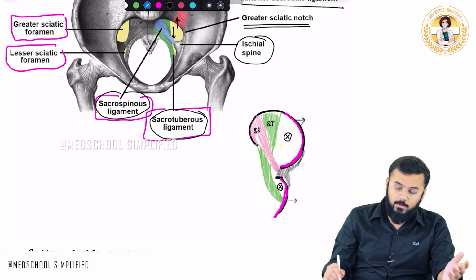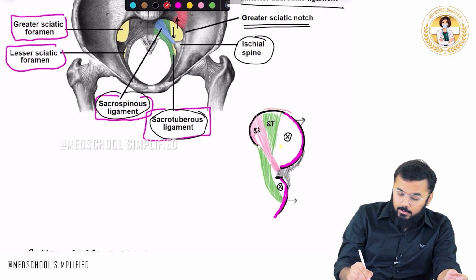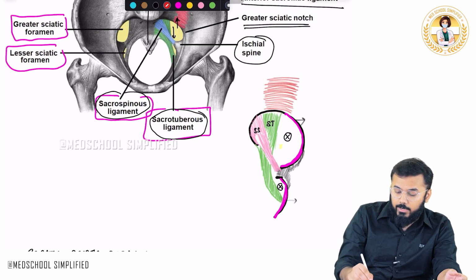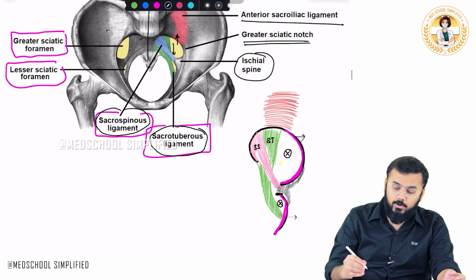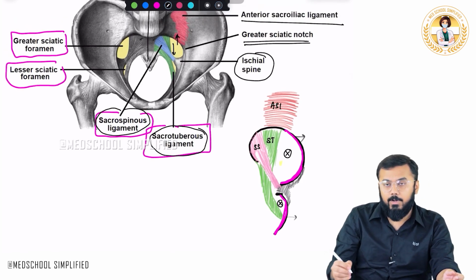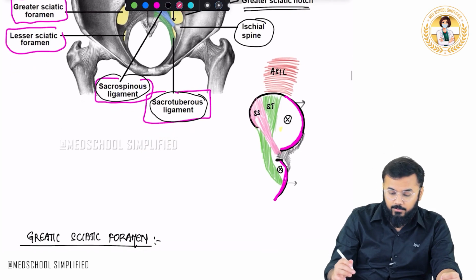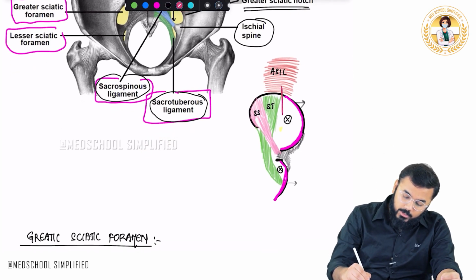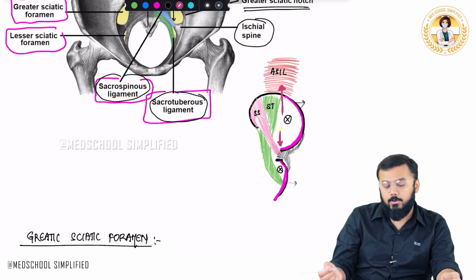So superiorly, what do we have? We have a ligament over here, which I have already talked about. So superiorly, we have a ligament like this. What is the name of this particular ligament? This is called the anterior sacroiliac ligament. First of all, let us name the superior and inferior borders. On the top, whatever you can see over here becomes your superior border. Next, down, whatever you can see here becomes the inferior border.